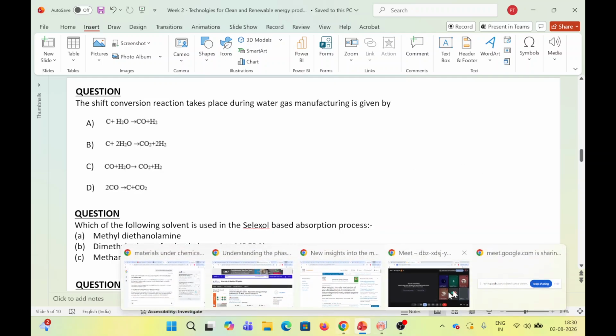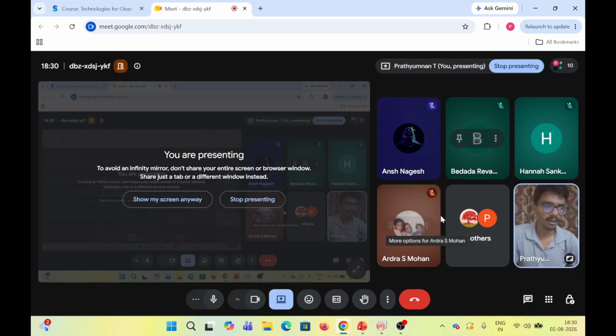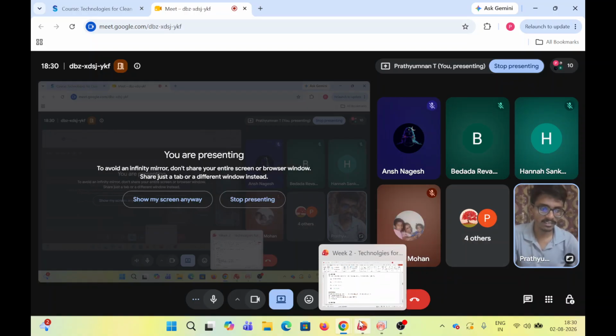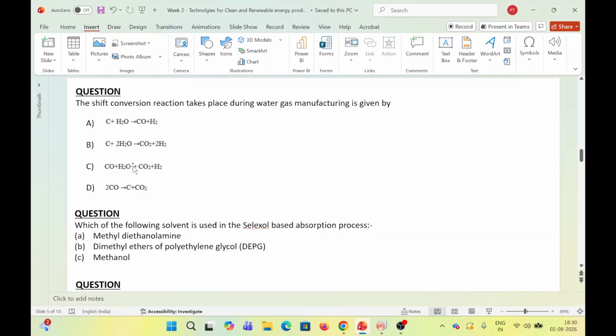Yes, it's the water gas shift reaction. I'm just asking to name the exact equation. Option C: carbon monoxide plus water gives carbon dioxide plus hydrogen. That is the water gas manufacturing reaction. So, option C.